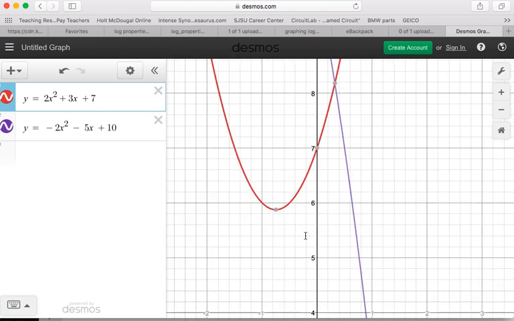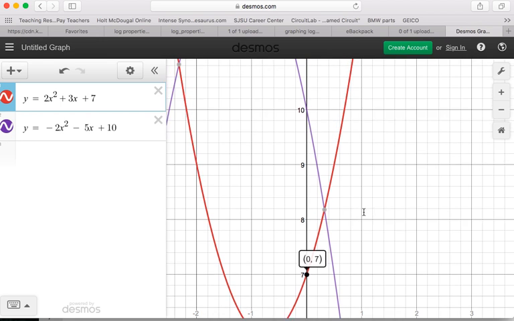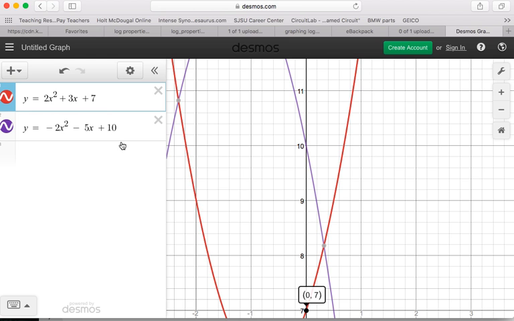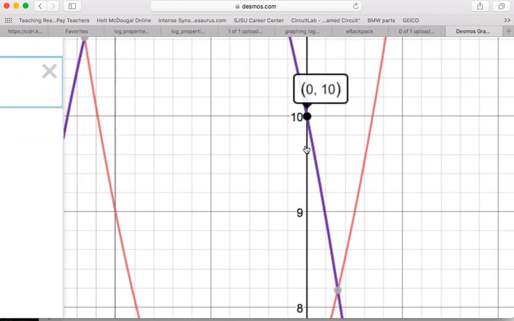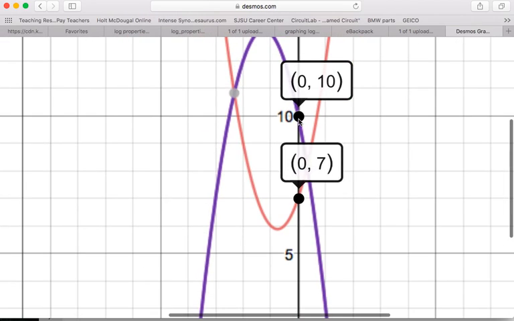So the red parabola is this one, which passes through 7. And this purple one is passing through 10. Check it out, the y-intercept is 10, right? Don't believe me, just watch. There you go. Perfect.